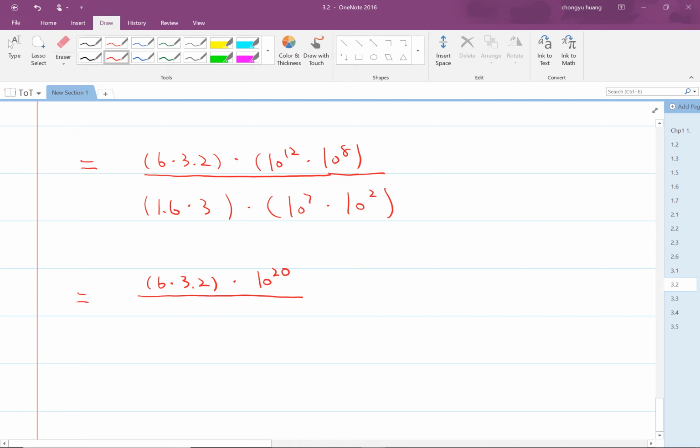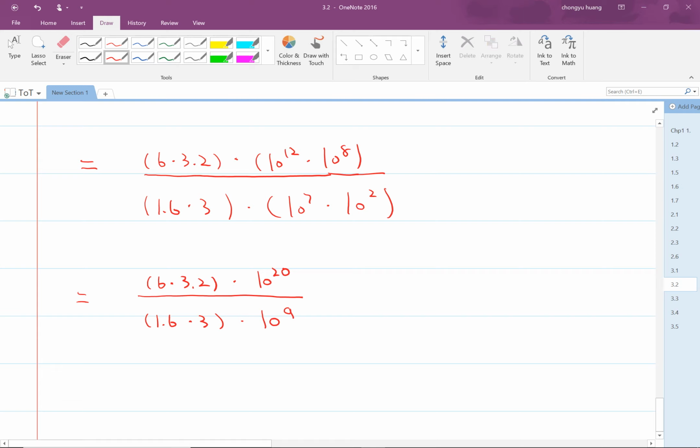The thing on the right is 10 to the power 12 multiplied by 10 to the power 8, so it becomes 10 to the power 12 plus 8, so it's 10 to the power 20, right? And on the bottom, what we have is 1.6 multiplied by 3, right? And then we still have to calculate the power in the denominator. What we have is 10 to the power 7 multiplied by 10 to the power 2, so it's 7 plus 2 equal to 9, right?